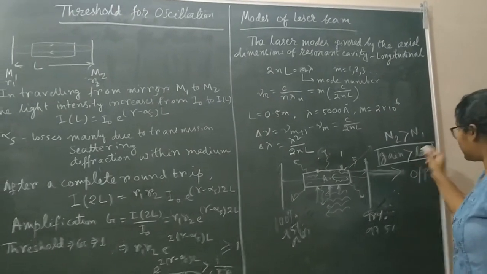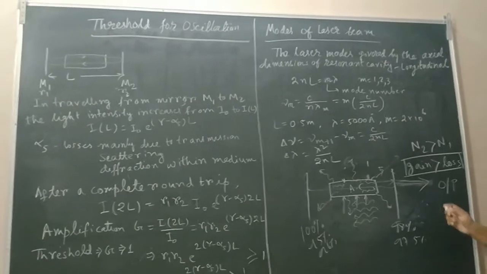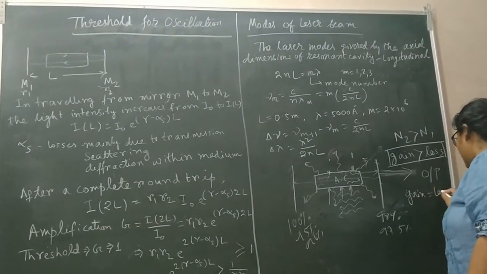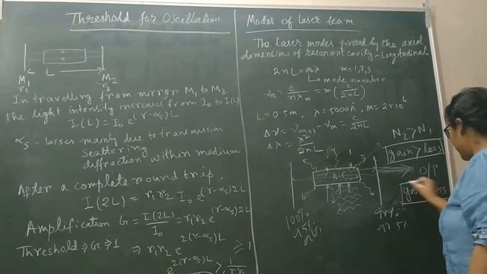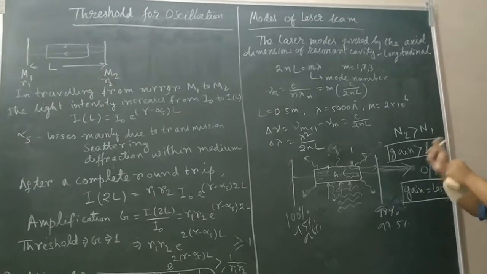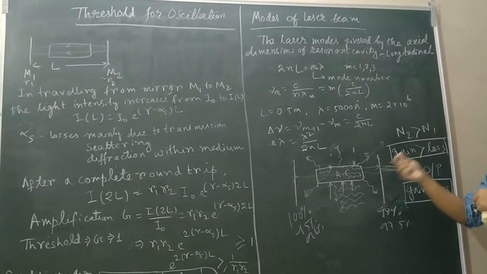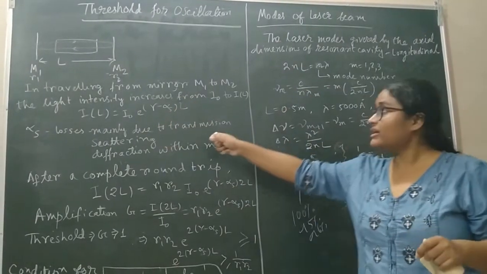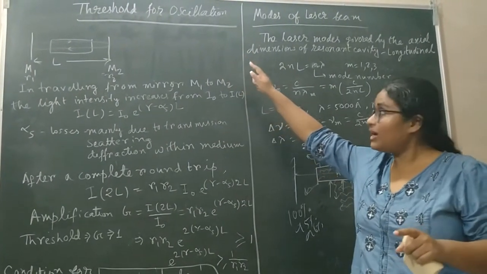Now, this is the threshold frequency. The threshold condition means when the gain is exactly equal to the loss. So this is the threshold, the trigger condition that can give us the lasing action. Let us try to calculate the threshold condition for the oscillation.